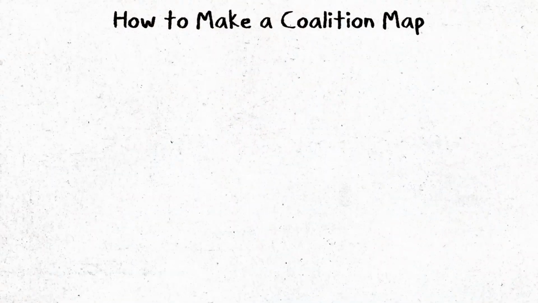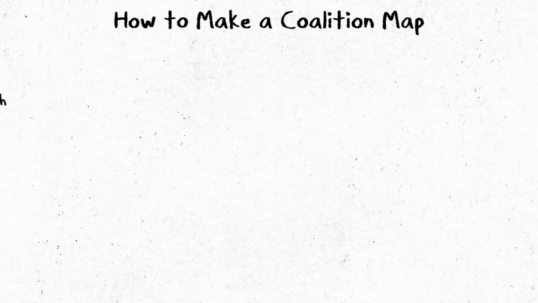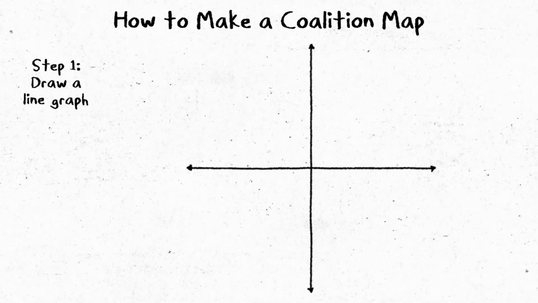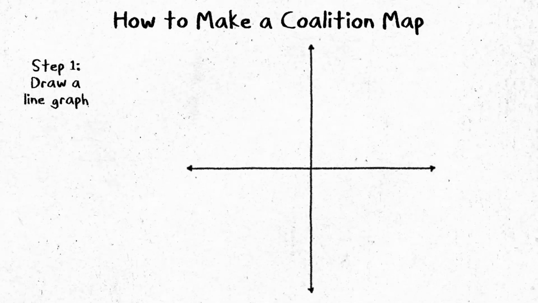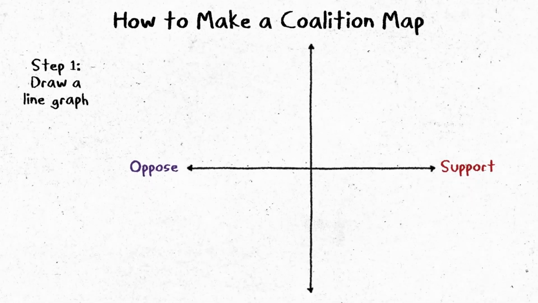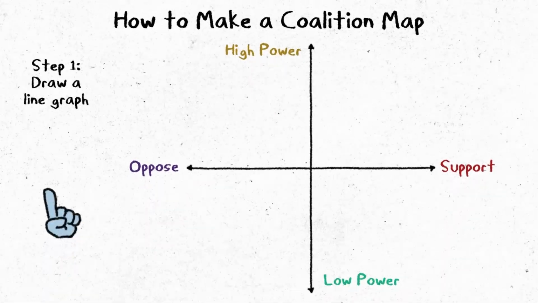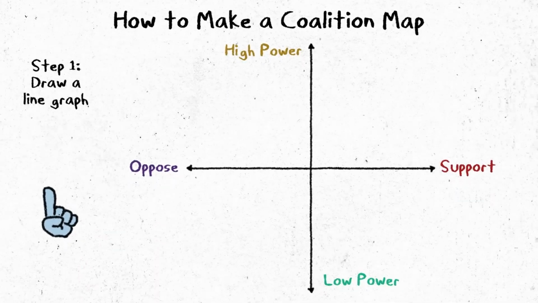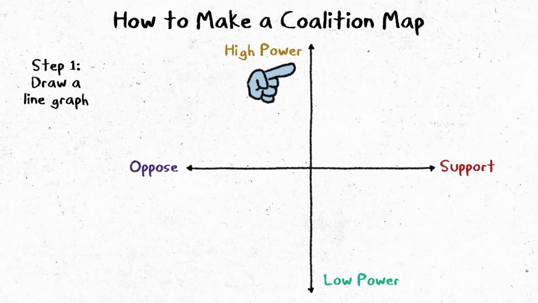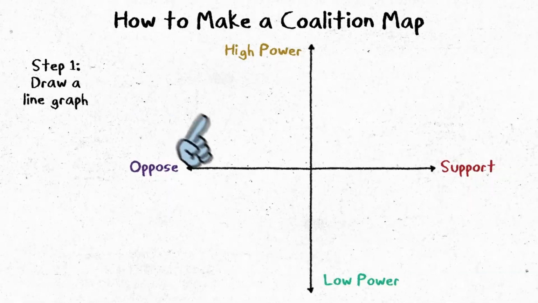Here are the steps for one of the methods you can use to make a basic coalition map. For the first step, draw a graph with two axes. The x-axis measures a spectrum between opposition and supporters, while the y-axis measures how strongly the group supports or opposes your goal. If a group spends a lot of time and resources on an issue, it's safe to say they will be higher on the y-axis. And if someone is more apathetic in their actions or has less power, they're going to be lower.